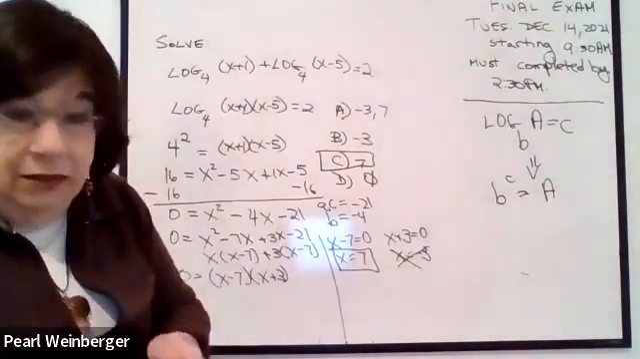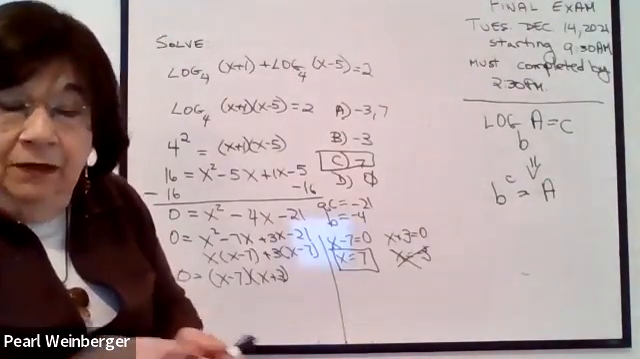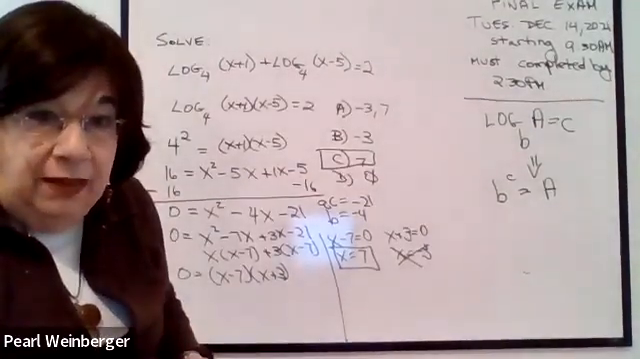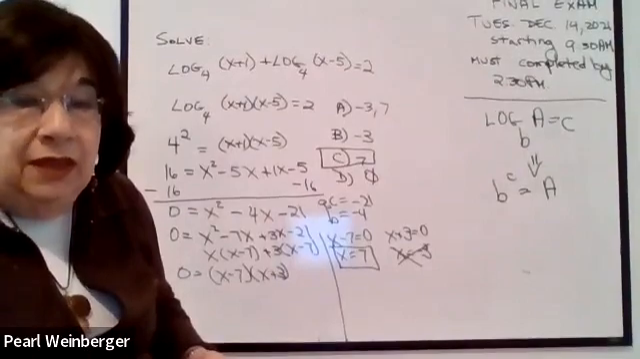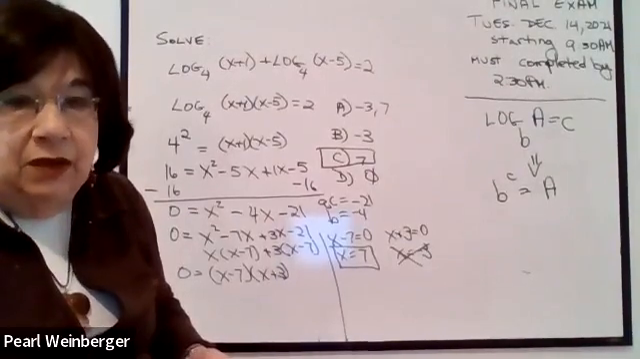Okay? Thanks for bringing that up, making it very clear that we must pick only the answer that has 7, not 7 and negative 3.